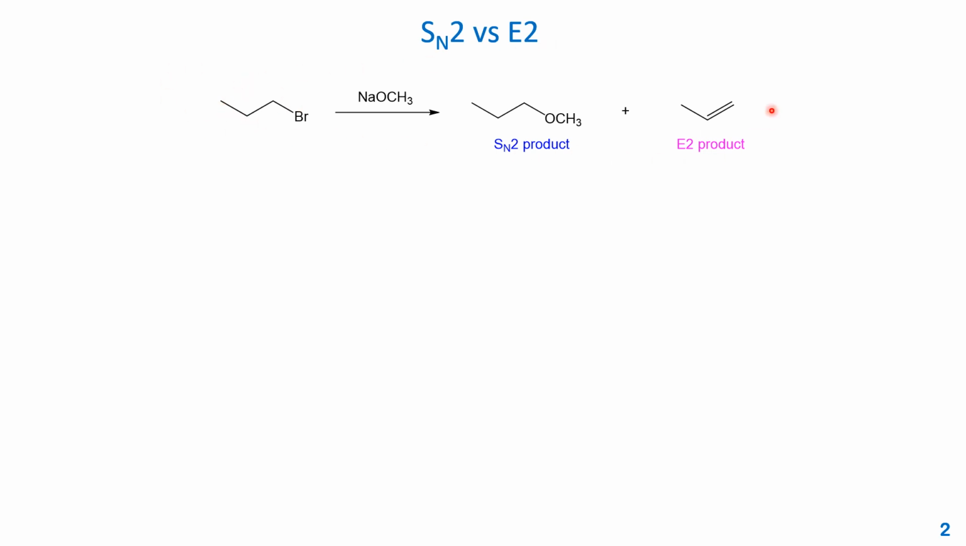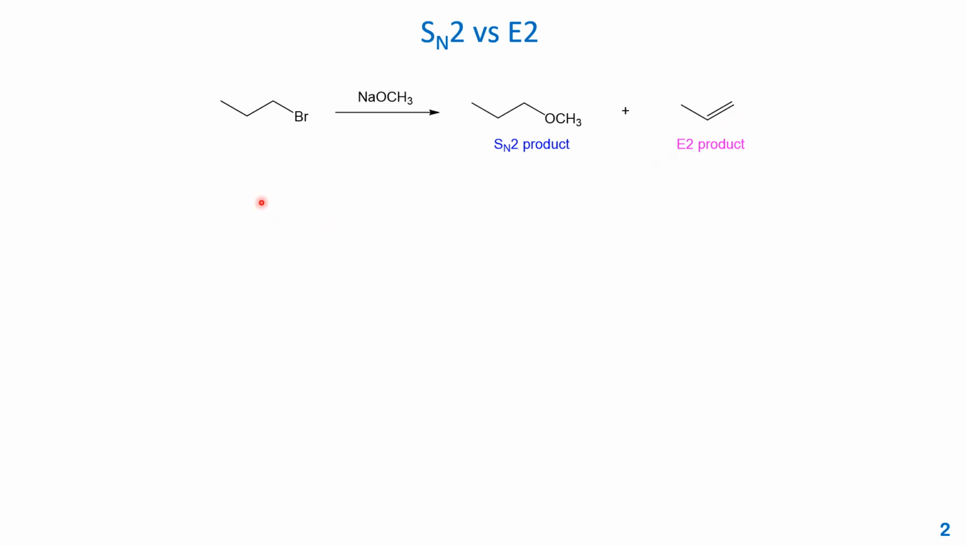You can see the reaction example shown here. The reactant is propyl bromide. This is sodium methoxide. It's a strong base and it's a good nucleophile. This reaction gives you two possible products. One is from the Sn2 reaction: the product is methyl propyl ether. The elimination product, the E2 product, is propene, an alkene.